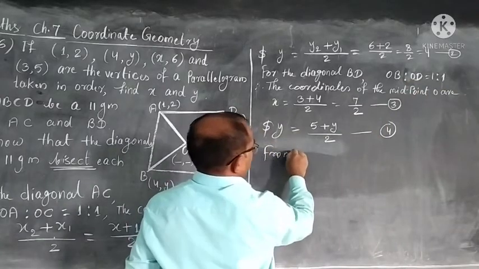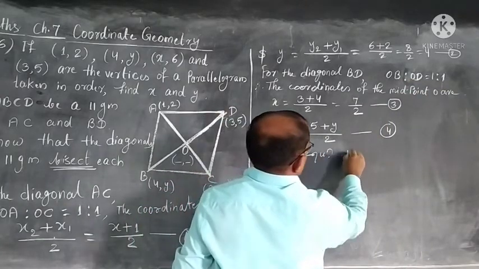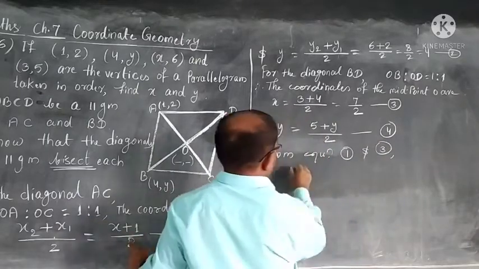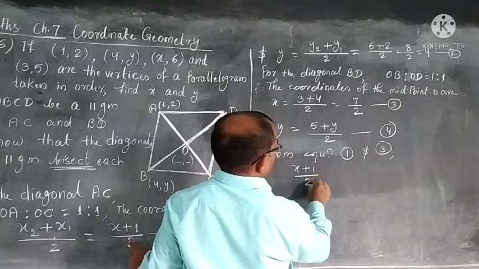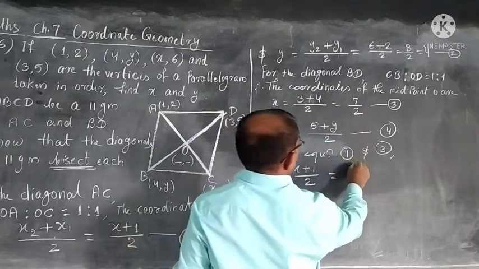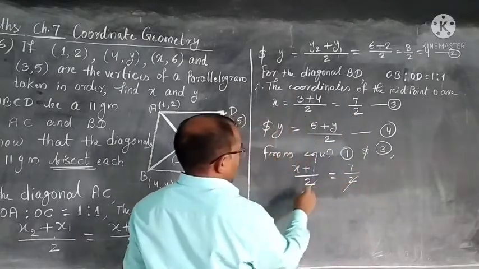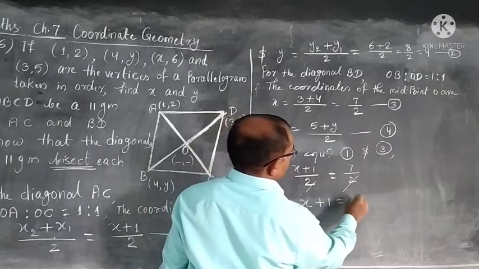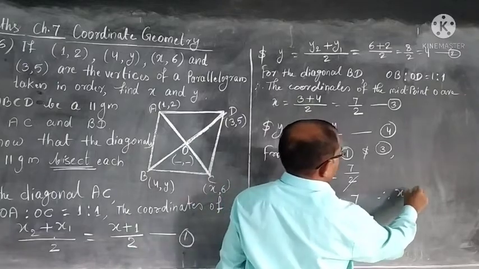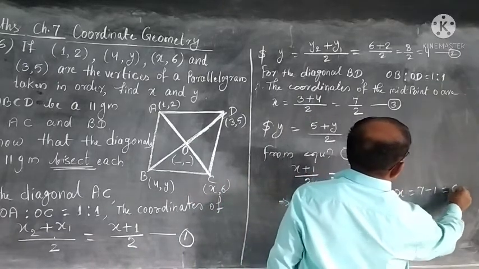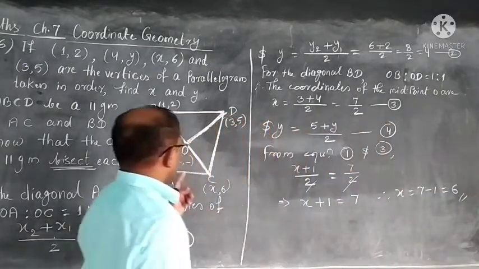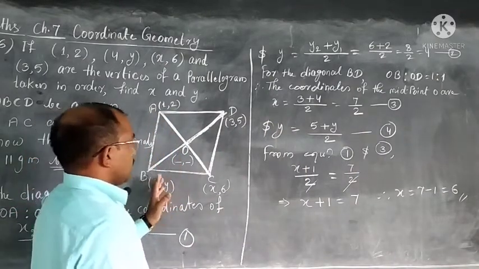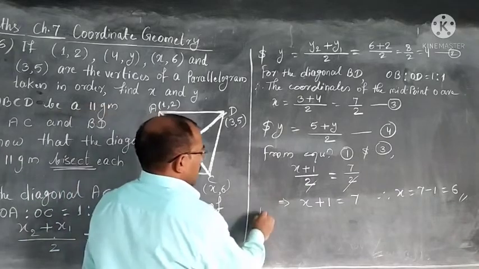So from equations 1 and 3, (x plus 1) by 2 is equal to 7 by 2. Cancelling the 2, we get x plus 1 equal to 7, therefore x will be equal to 7 minus 1, that is 6. So the value of x is 6.